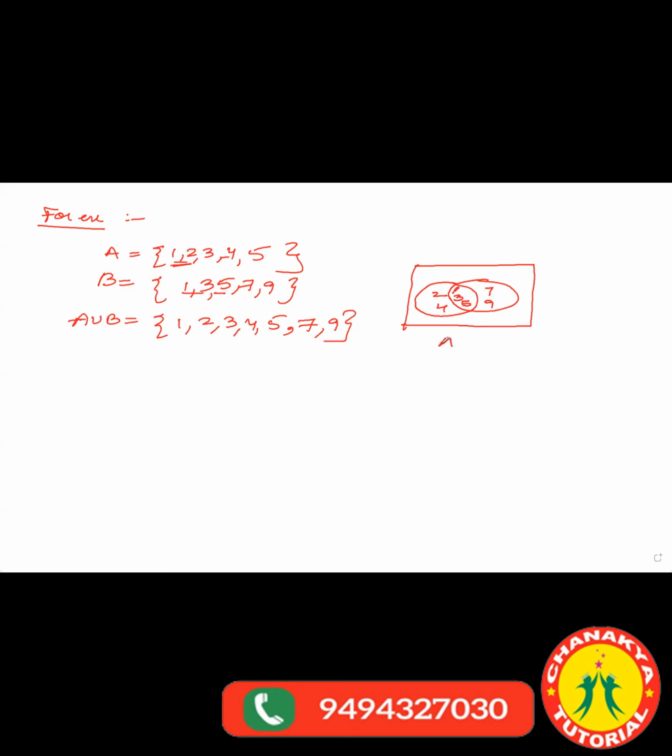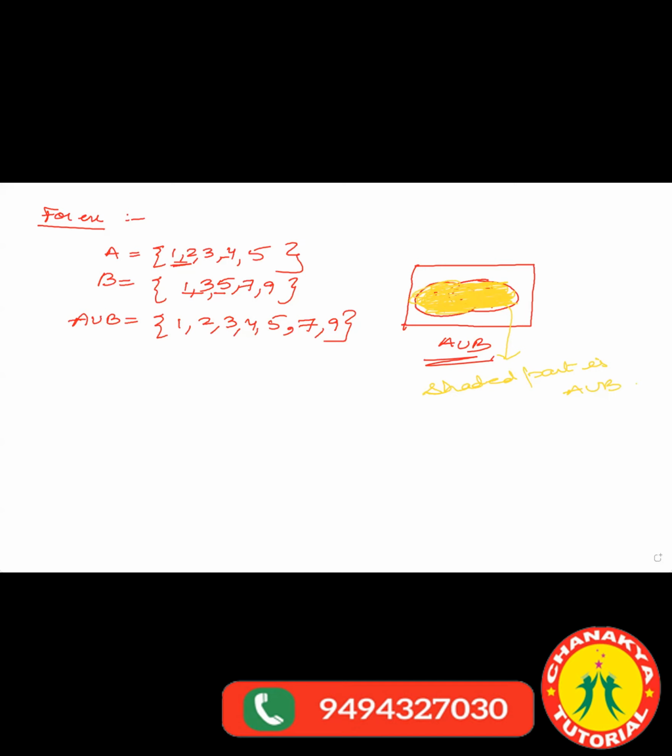So which part represents A union B, beta? This whole part. This is A union B, this whole part. What do you mean by union? All together, both. Clear, beta? So all the points. Understood? The shaded part is A union B. Clear?